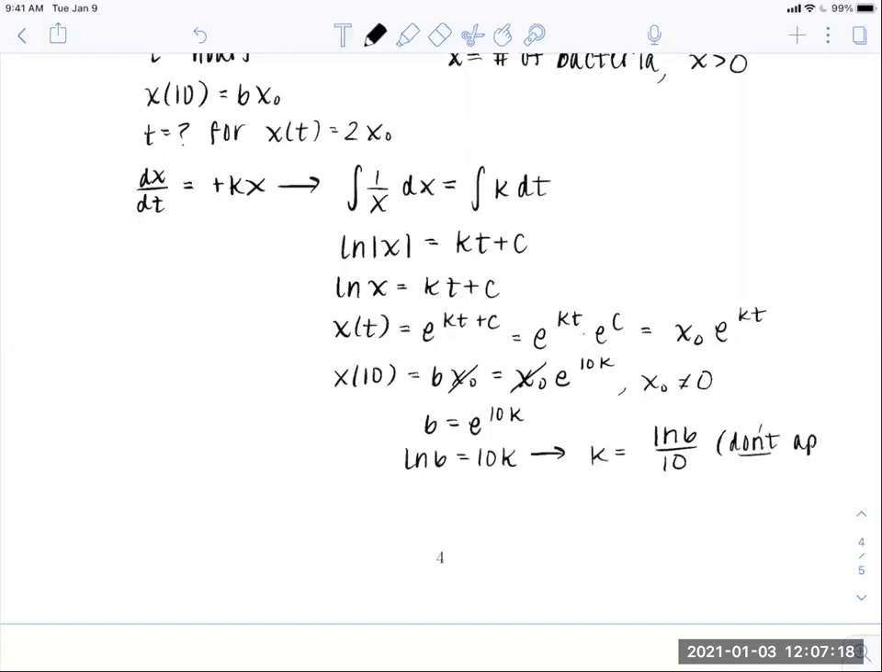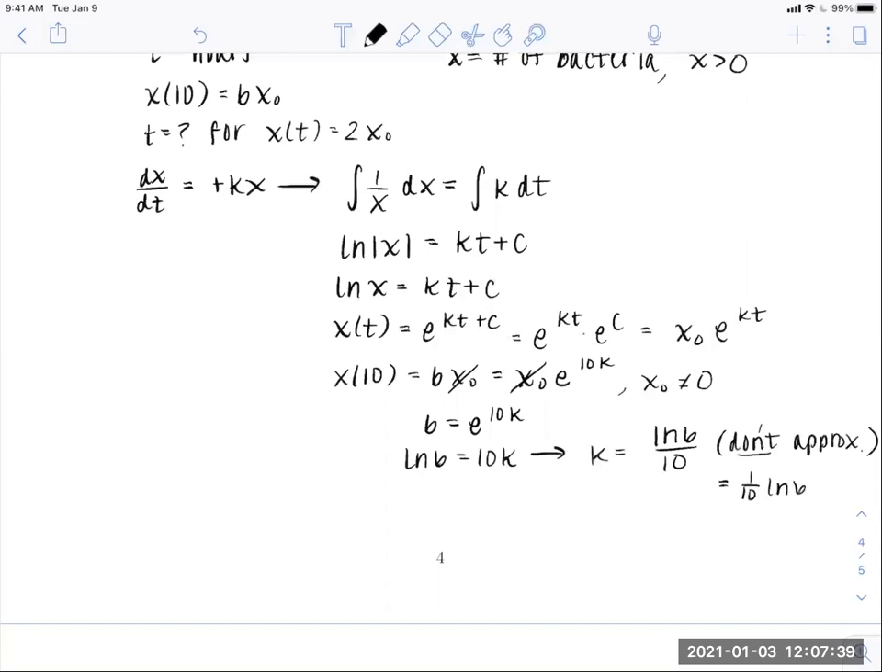Don't approximate this. Don't punch it in your calculator and get some hideous decimal out, because you're going to have to round and your answer is no longer going to be exact. So instead of that, what I'd like you to do is just plug k in exactly as I have it written. If you want to write it as 1/10 natural log of 6, that's fine as well.